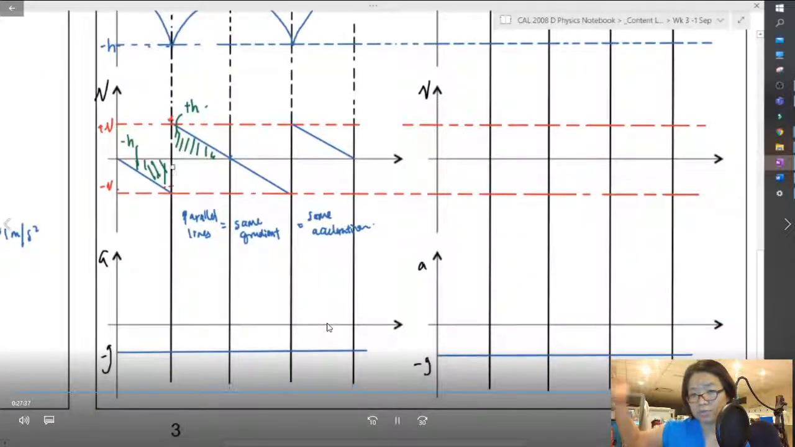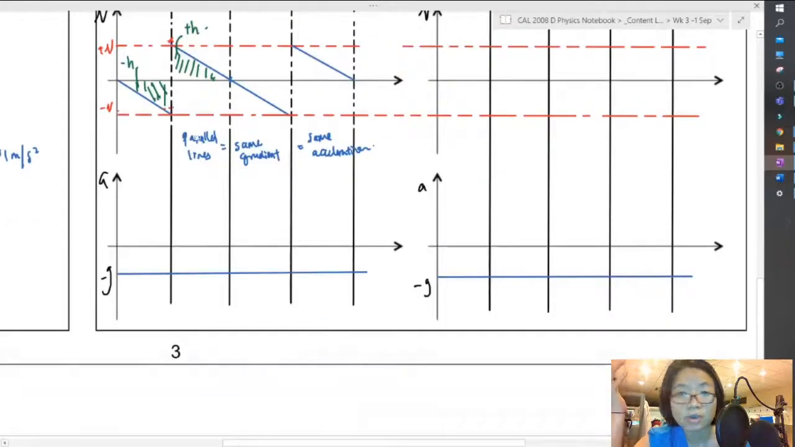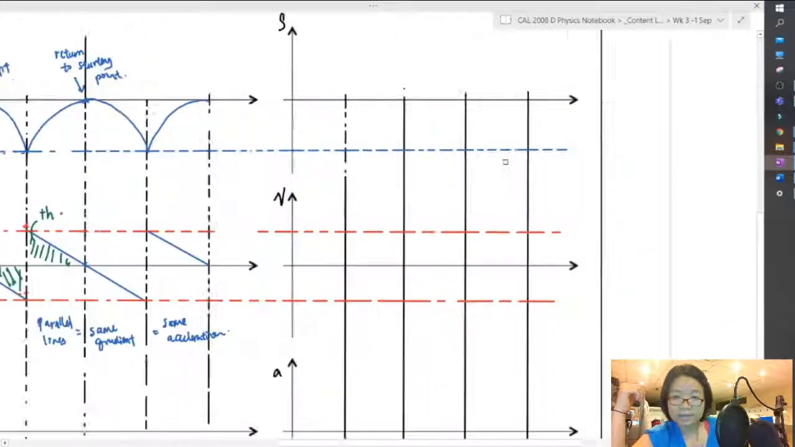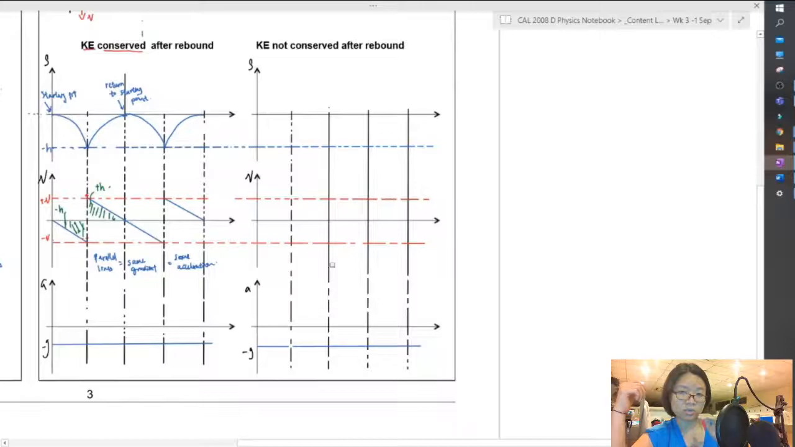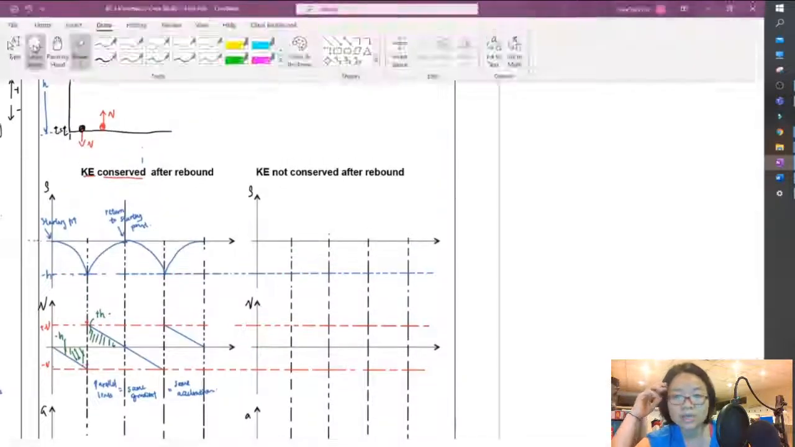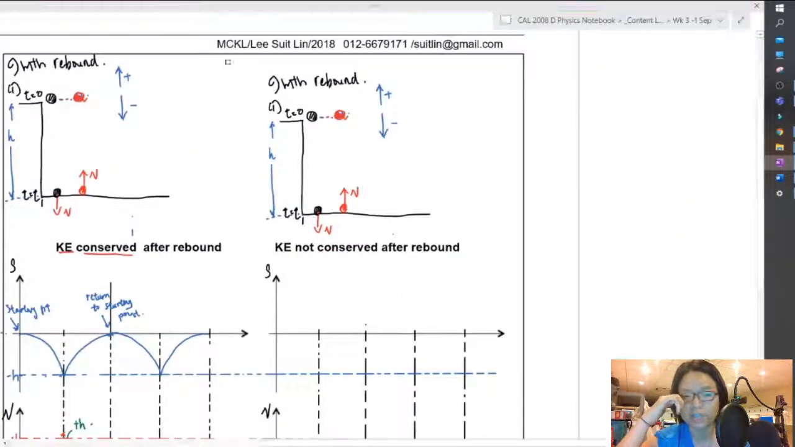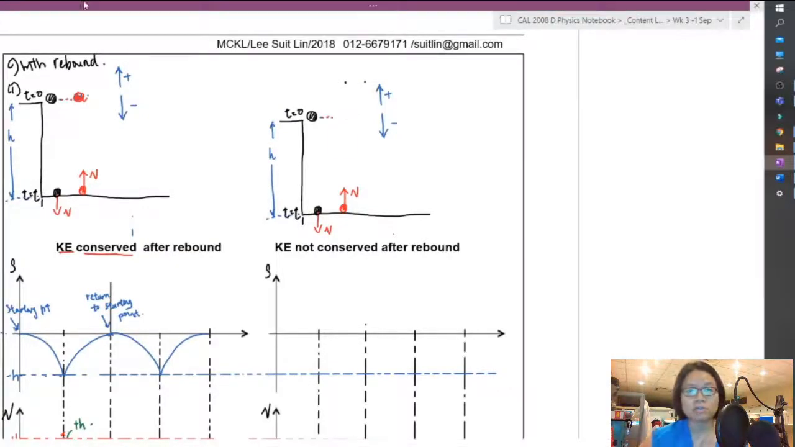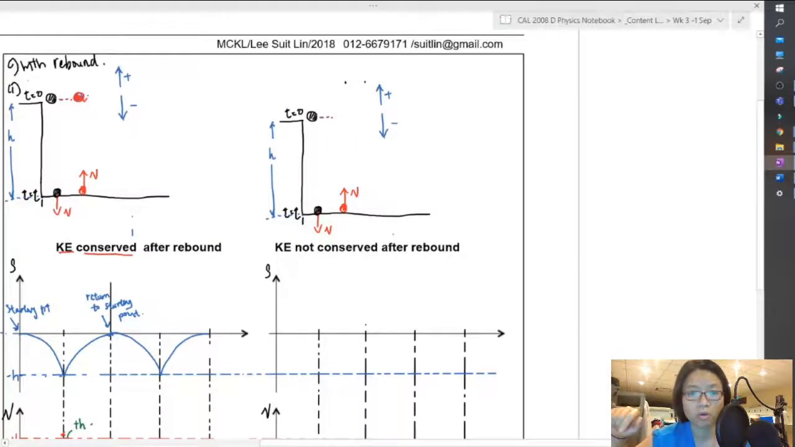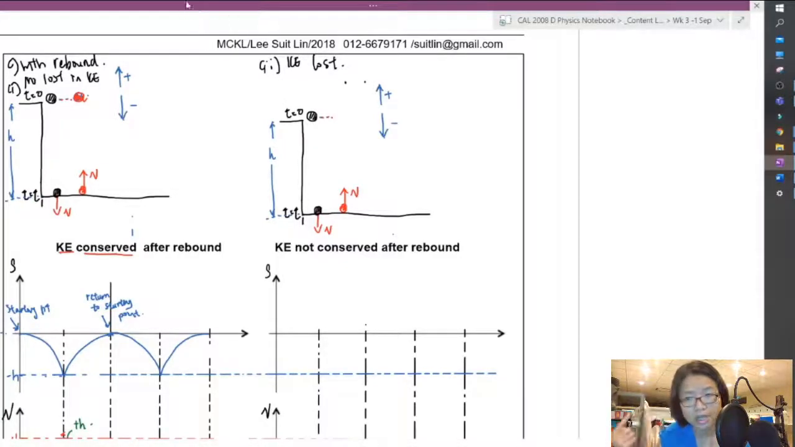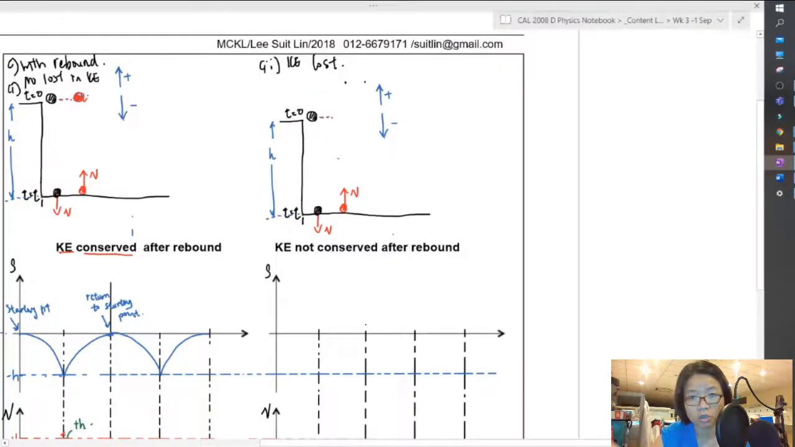Now what happens when your KE is not conserved? Are you able to return to the original height? Then the answer to that will be no. Because whenever you collide, you will go up slightly lower, slightly lower, slightly lower. This one is what is recorded in the demonstration just now, in the video just now. Alright, so I'm just going to roughly draw the trajectory of the ball. This one is when there is a loss in kinetic energy for the second case. So KE is lost during collision. Whenever the ball hits the ground, you hear a sound, that is kinetic energy being lost. So the ball cannot go up as high.